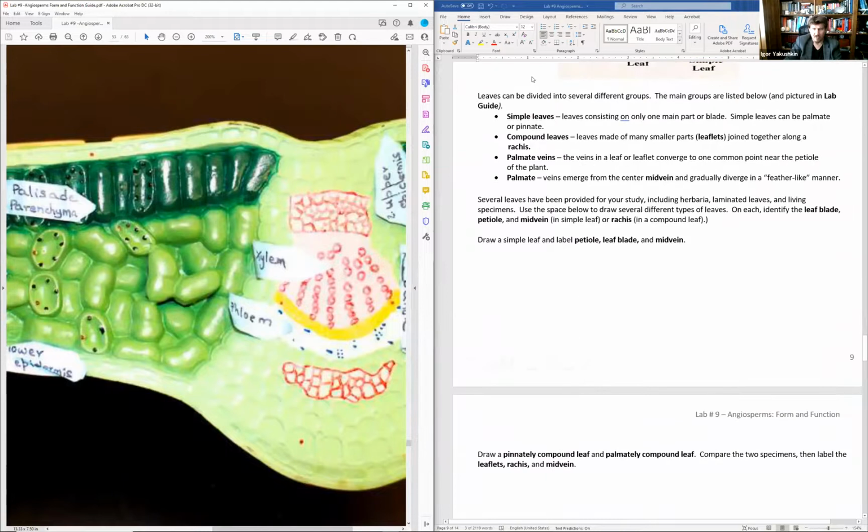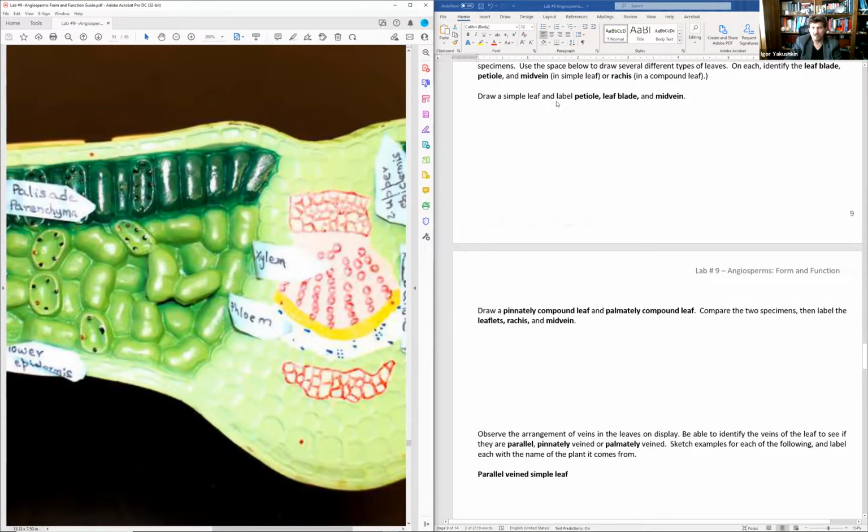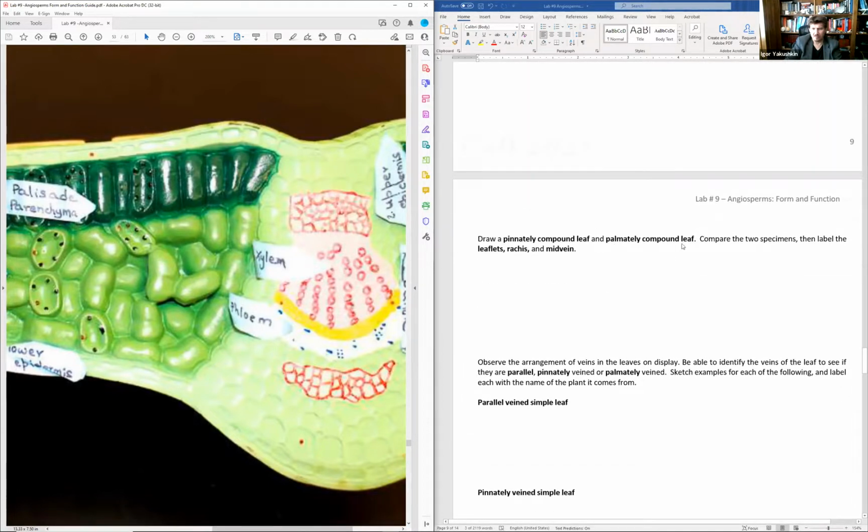Already work on that. So draw a simple leaf: petiole, leaf blade, midvein. Pinnately compound, palmately compound. Use the samples from the guide.